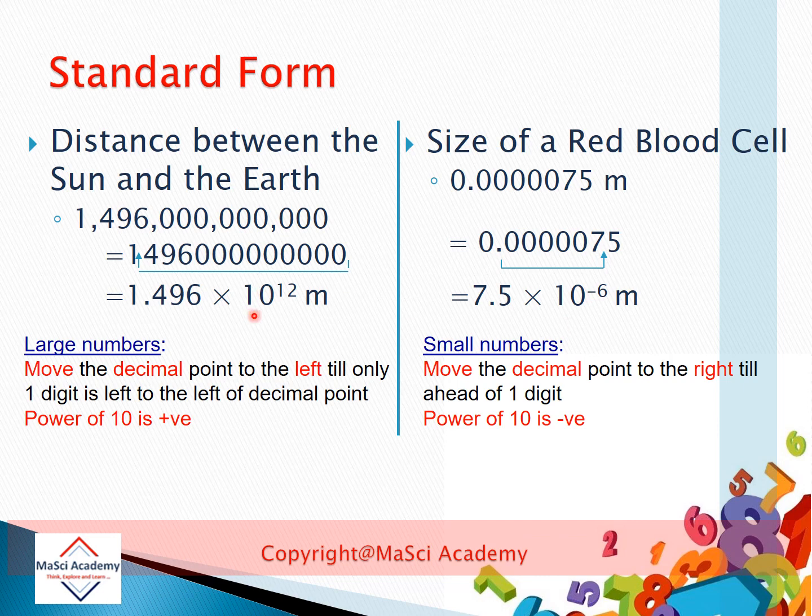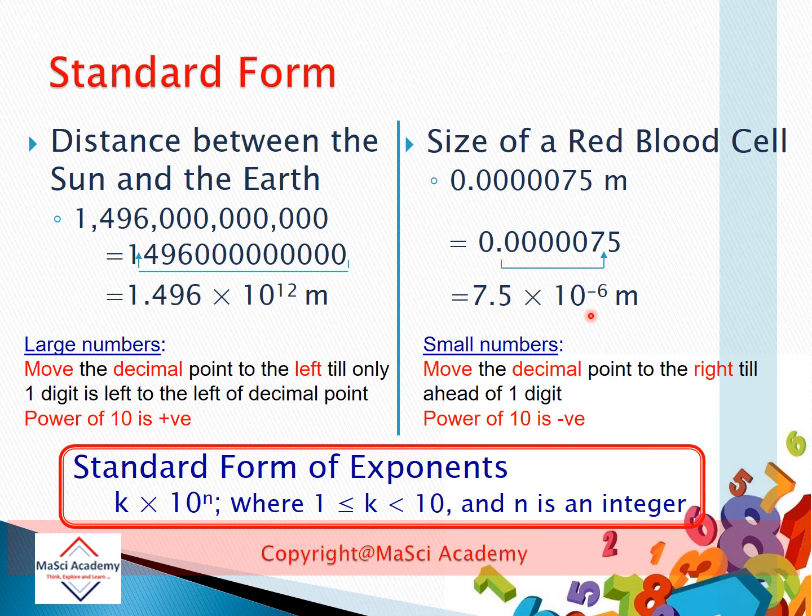The power of 10 is positive for large numbers and it is negative for small numbers. So the standard form of exponents in general is k into 10 to the power n, where k lies between 1 and 10 and the power of 10 is an integer. For large numbers it is positive and for small numbers it is negative.